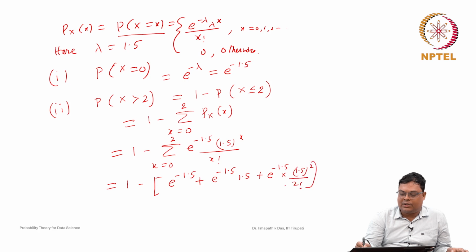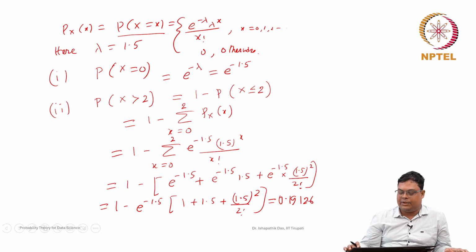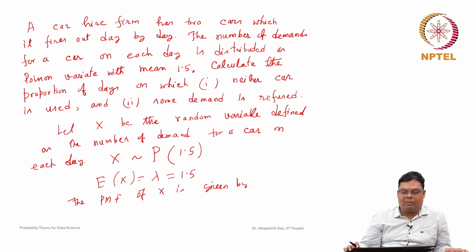Then you just use a calculator to compute it: e to the power of minus 1.5 into (1 plus 1.5 plus 1.5 squared by 2 factorial), which you have to compute numerically. I am just giving the answer here. You can compute it yourself and see whether it is close to this value. This is 0.19126. So, this is one numerical problem we discussed.